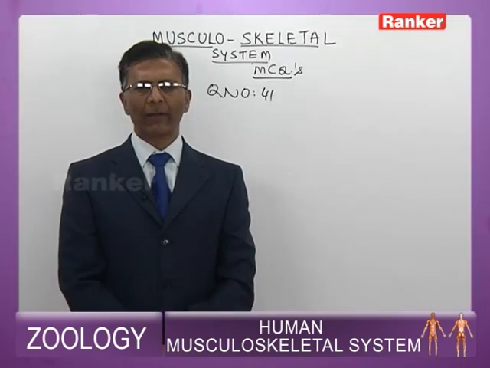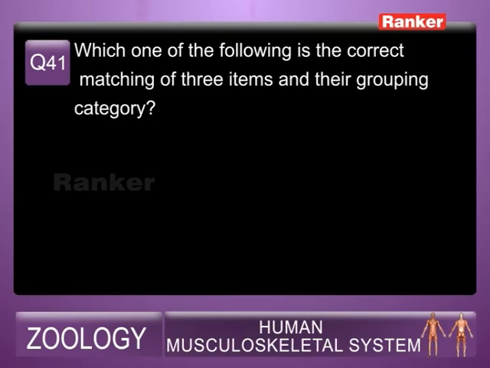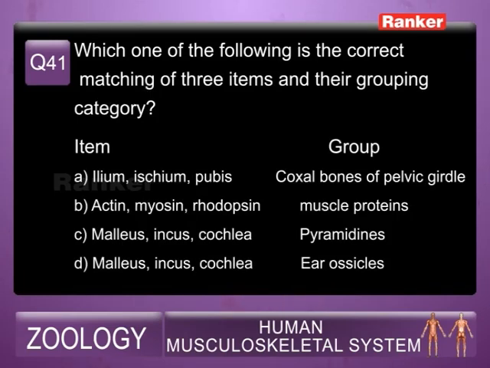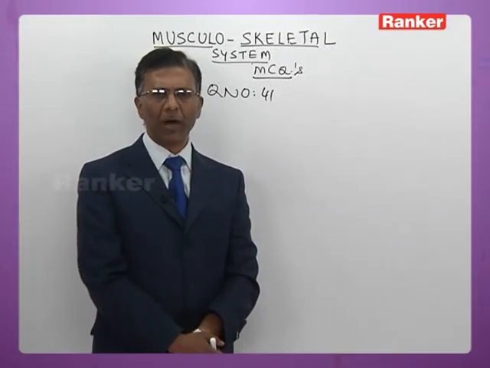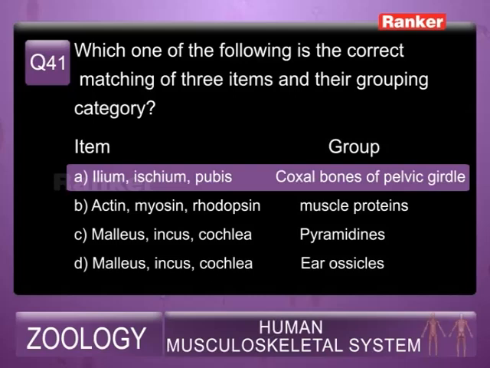I shall read out for you. That one question here is a question for you, students. Which one of the following is the correct matching of the three items and their grouping category? Under item, you have A. ileum, ischium and pubis, B. actin, myosin, rhodopsin, C. malleus, incus, cochlea, D. malleus, incus, cochlea. Under grouping: coxal bones of pelvic girdle, muscle proteins, pyrimidines, ear ossicles. So among these, the correct answer is A, because ileum, ischium, pubis form the coxa of the pelvic girdle. So the answer for this is A.